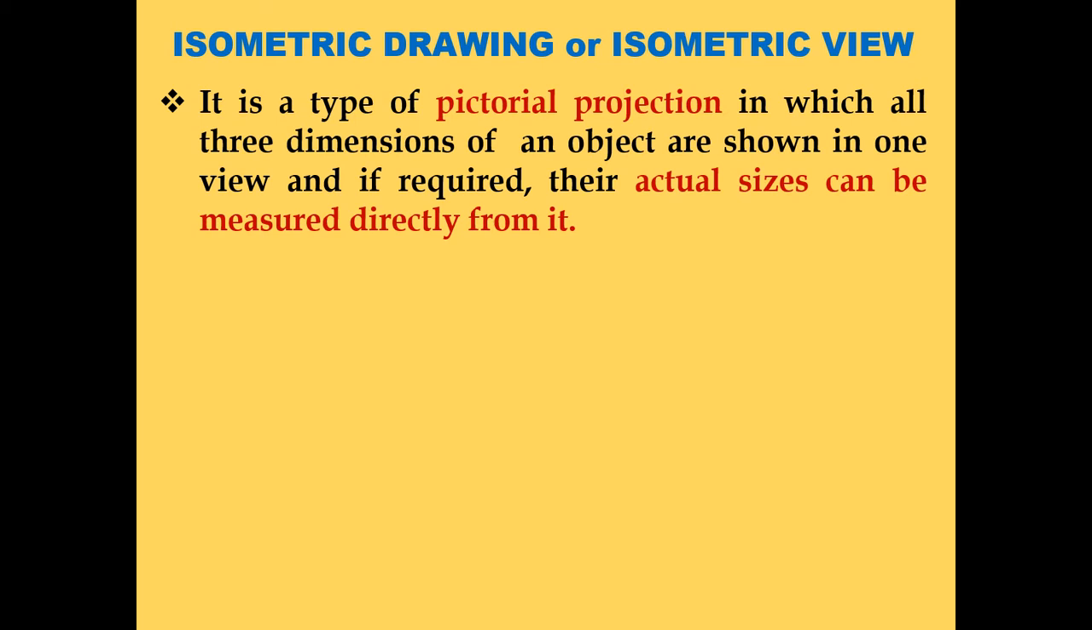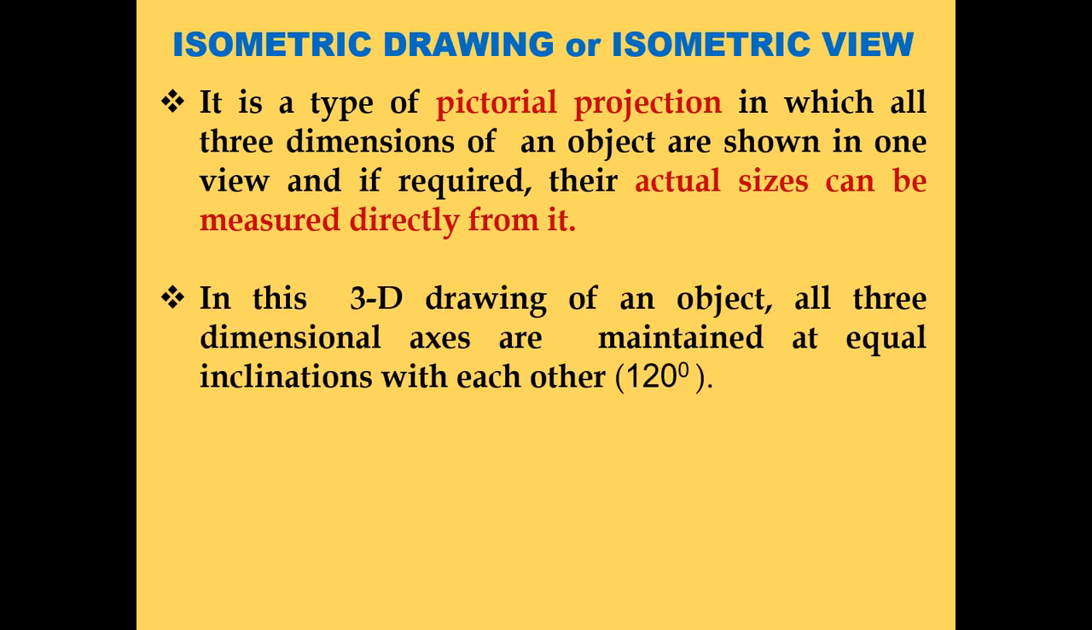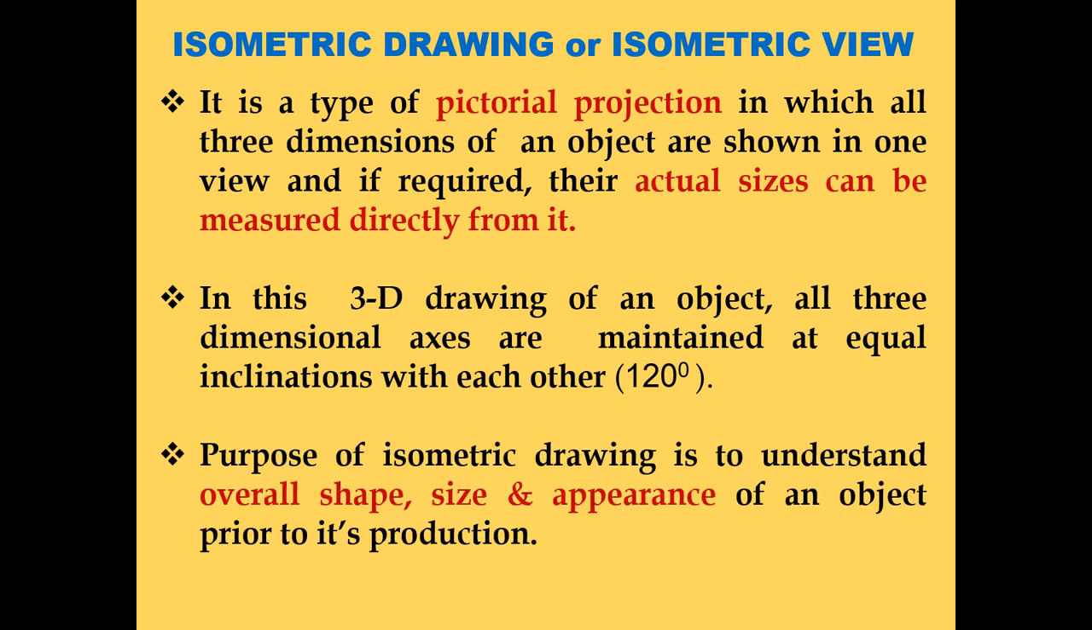It is a type of pictorial projection in which all three dimensions of an object are shown in one view, and if required their actual sizes can be directly measured from that pictorial projection. In this 3D drawing of an object, all three dimensional axes are maintained at equal inclinations with each other. That inclination is always 120 degrees. With the figure we will later see what the three axes are in this case.